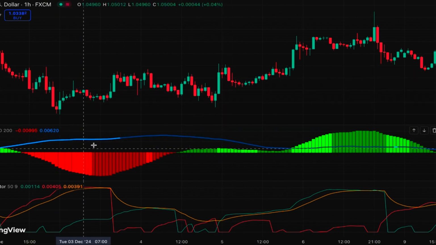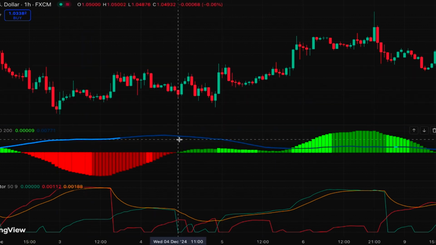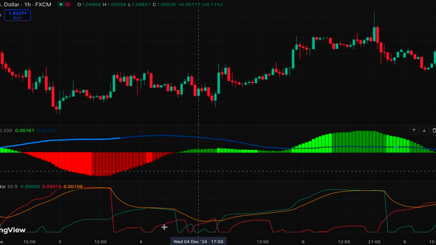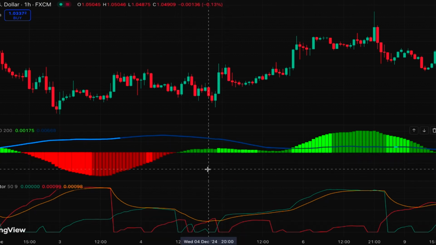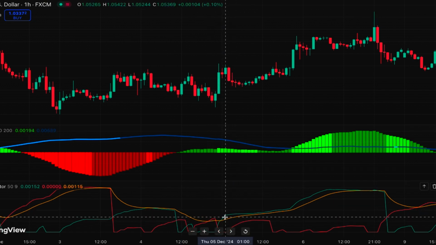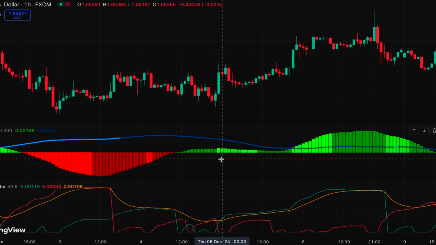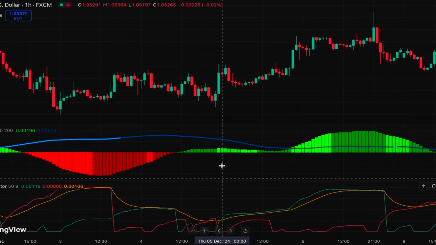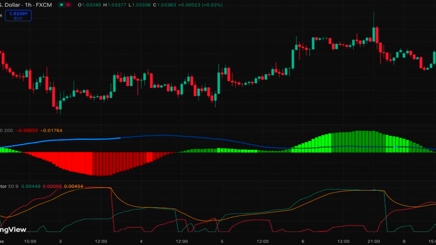When this line is above the center line, we should look for long position opportunities. In the next step, we focus on the histogram and Andean oscillator. At the moment that in Andean oscillator, we have the green line above the orange line, and at the same time the histogram is green, we enter a long position. So here the buy signal is confirmed, and we can enter a long position at this point when this new candle is opened.